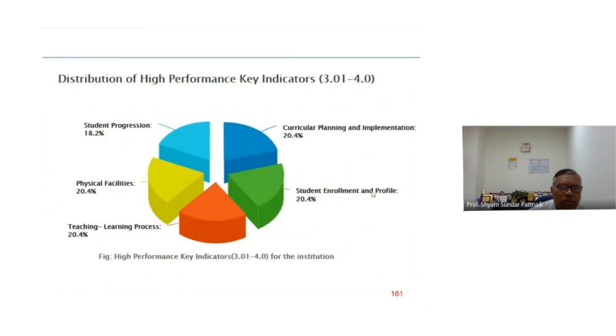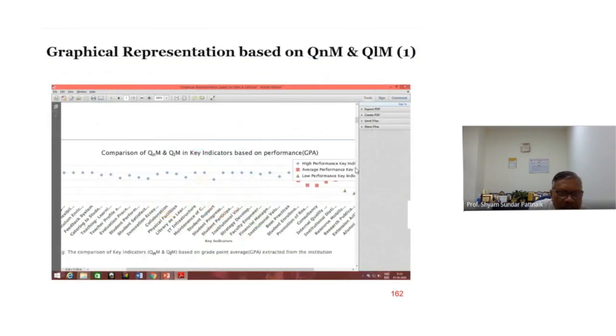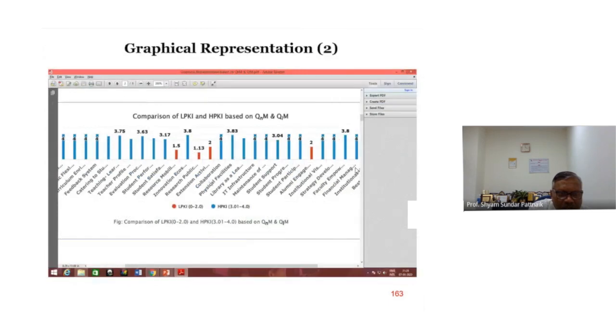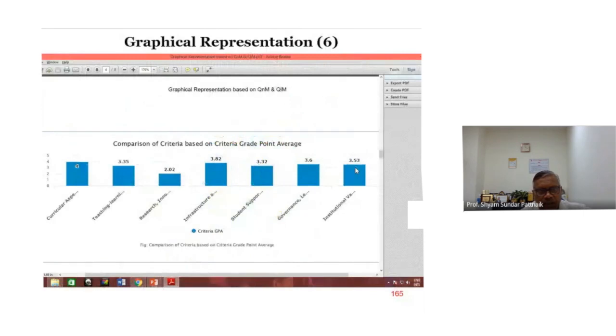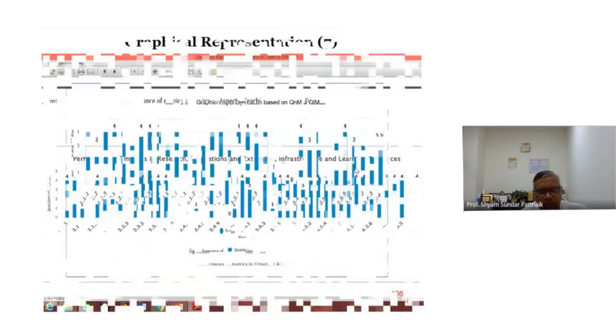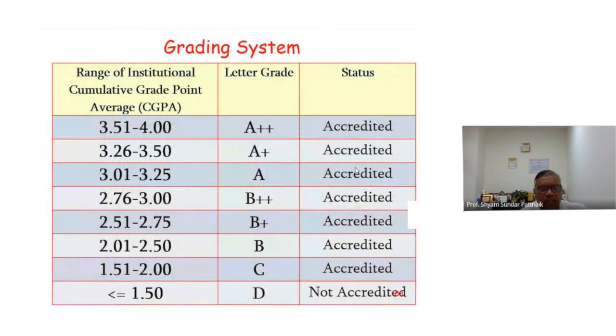Then the high performance key indicators are shown here. So that is the way you will be seeing these particular parameters. And finally, there will be a graphical representation showing the comparison of low performance indicators and high performance indicators, and the graphical distributions give you faster information on where we stand. Then the grading system goes like this. If you are from 3.51 to 4, you are A++, and this is the grading system you are aware of.